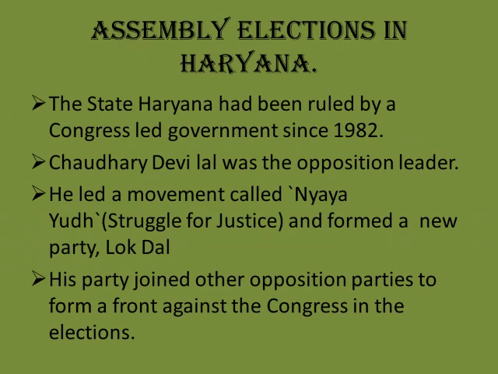Let us start this section by learning about the state election in Haryana in 1987. The state had been ruled by a Congress party led government since 1982. Congress was ruling the state. Opposition leader Chaudhry Devilal led a movement called Nyaya Yuddh, Struggle for Justice. He formed a new party also. The name of that new party was Lok Dal. His party joined other opposition parties to form a front against Congress in the election.